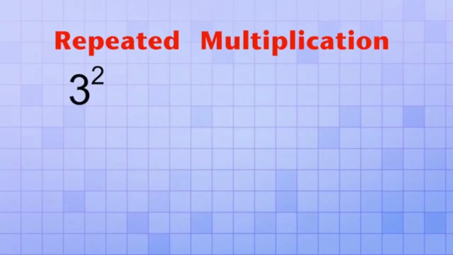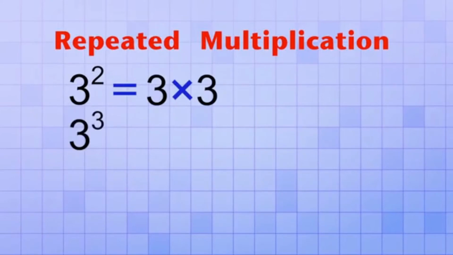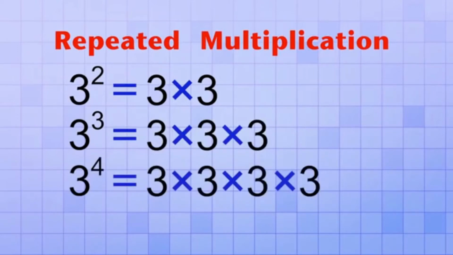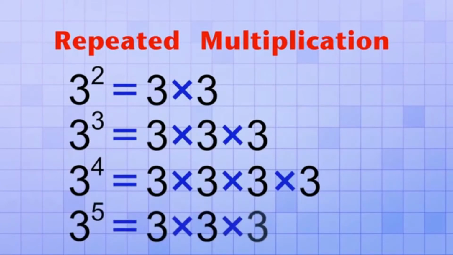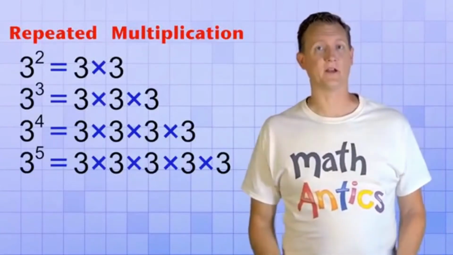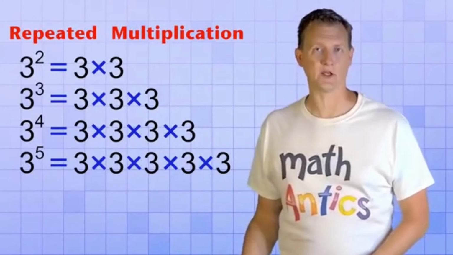As I mentioned earlier, exponents are a way of doing repeated multiplication. 3 to the 2nd power is the same as 3 times 3. 3 to the 3rd power is the same as 3 times 3 times 3. 3 to the 4th power is the same as 3 times 3 times 3 times 3. 3 to the 5th power is the same as 3 times 3 times 3 times 3 times 3. See the pattern? So exponents can save you a lot of writing when you need to show repeated multiplication.